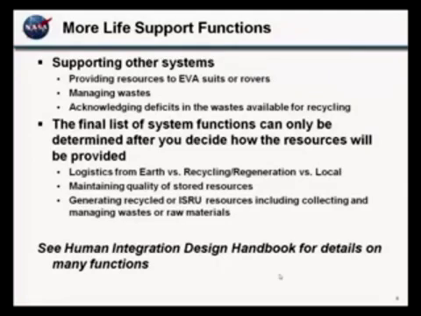So once you've gone through the functions for keeping the crew member alive, you have to start allocating them out, but you won't really be able to determine your full list of functions until you've done the trades on where you're going to get those things. Your logistics can come from Earth, either the stored consumables, oxygen, water. They can be regenerated from your wastes, or they might be provided locally.